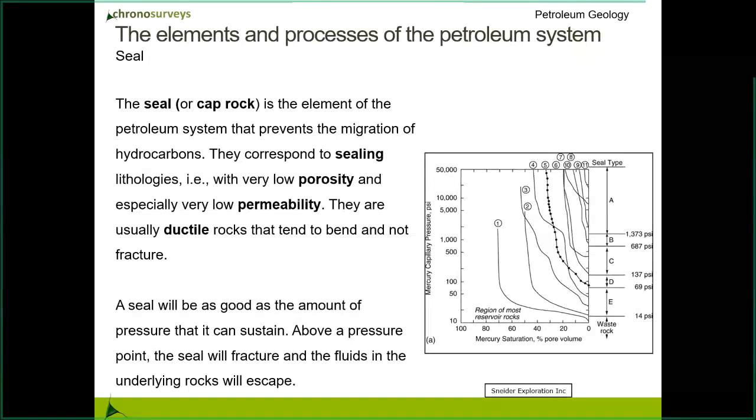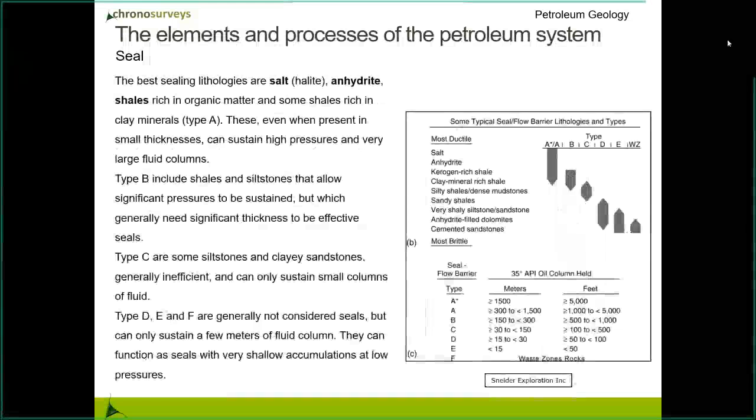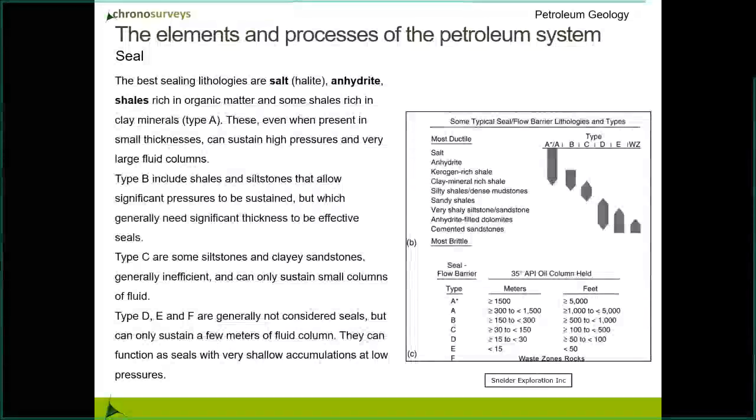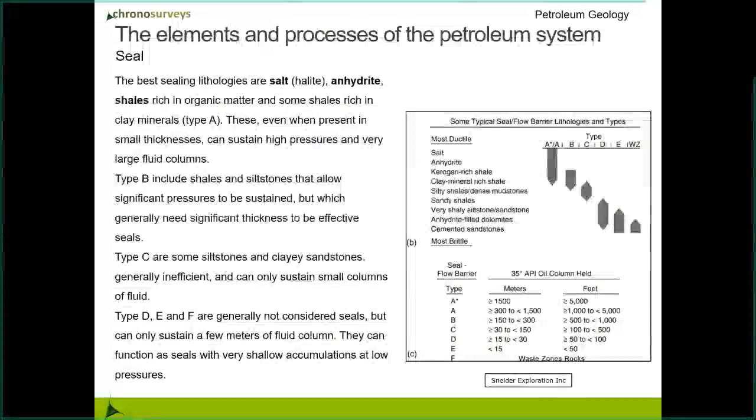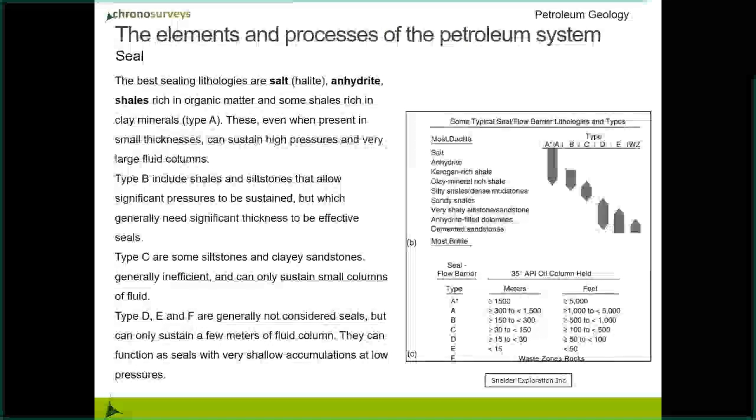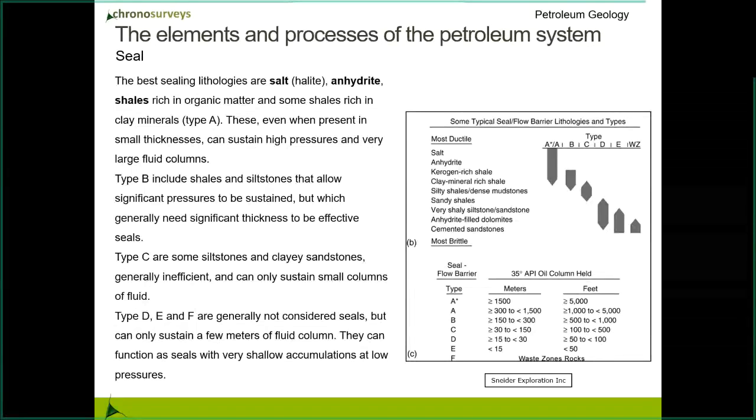And the seal will be as good as the amount of pressure it can sustain, so the oil column it can sustain and the corresponding pressure. There are several classifications of seals, this is just one of them. So the type A seals will correspond to salt, anhydrite, and some organic-rich shales. And these will be capable of holding very high hydrocarbon columns and the corresponding pressure without fracturing. Even thin sequences or thin layers of these types of rocks will be able to hold very high hydrocarbon columns.